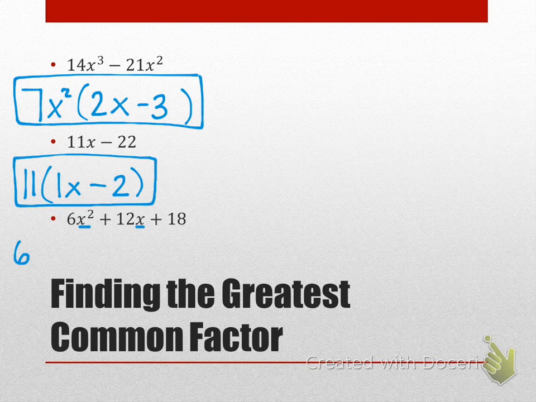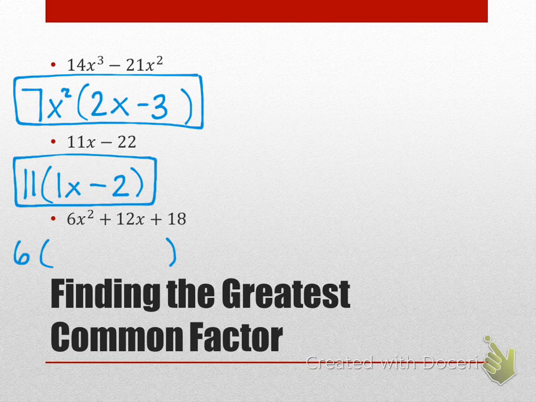X squared, x, and then 18 does not have an x. So can I pull an x out? No. Every single one of them has to have an x in order to pull one of them out. And 18 does not, so I cannot take an x out. It can't give something it does not have. So now I just divide.